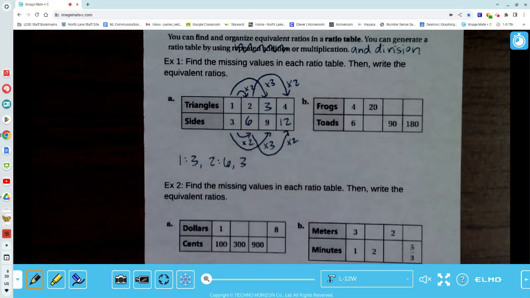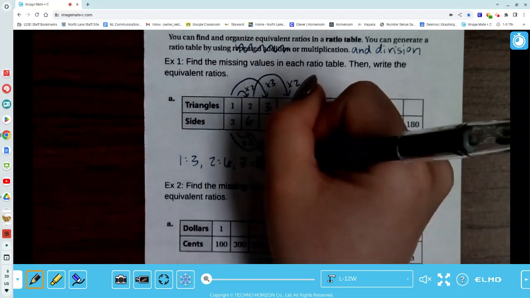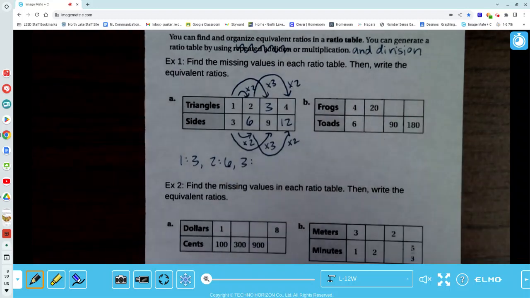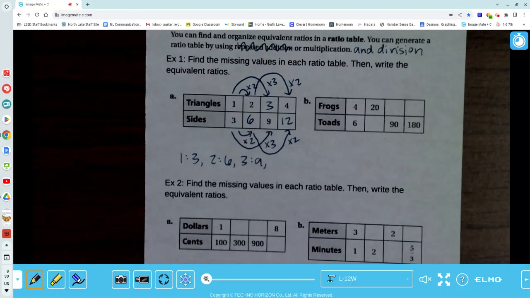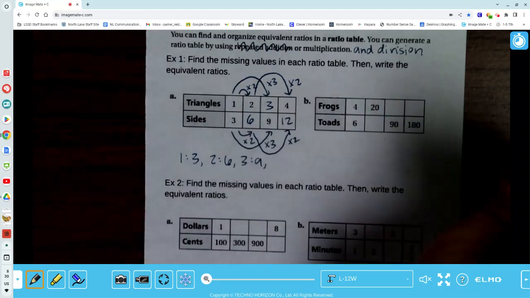Not 3 to 12. Oh, 3 to... What's underneath the 3? Farhan? 3 to 9. And what's the last one? Neil? 4 to 12.